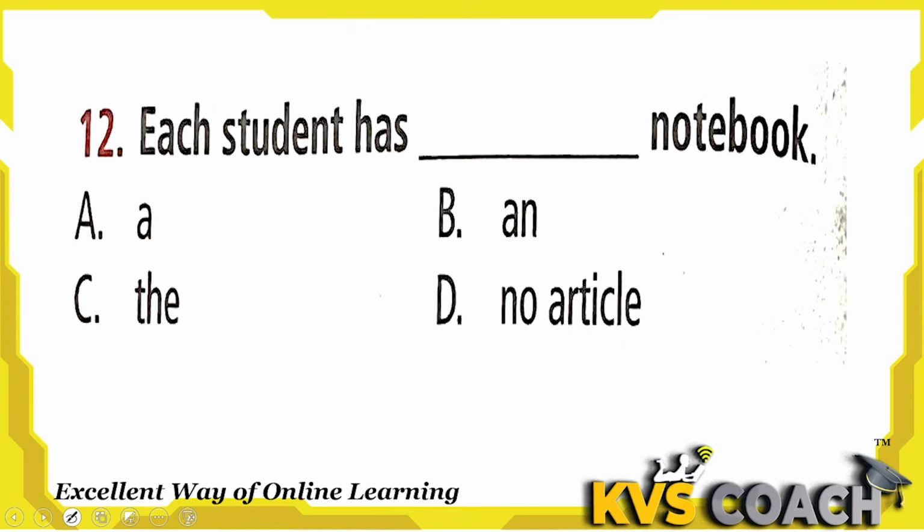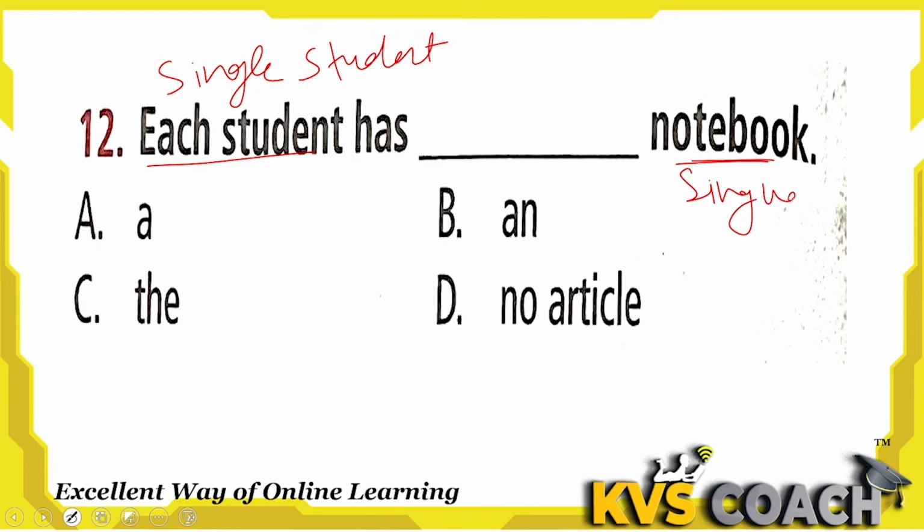Next, each student has dash notebook. Each student means they are talking about every single student. Okay, and here is notebook. Notebook is also a singular noun. Okay, they are saying that is a singular. There is a notebook, but they are not mentioning which subject notebook it is there.